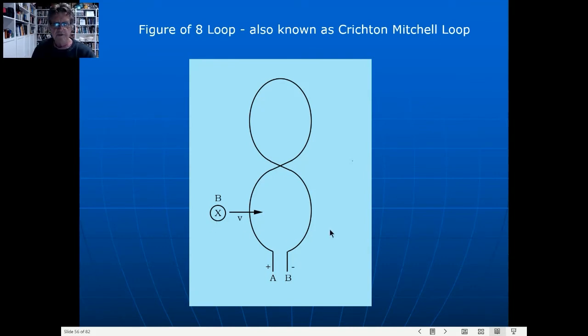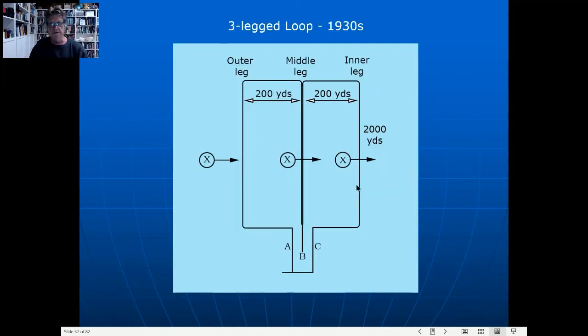Okay, so that was Mitchell's brilliant idea. That became a figure of 8 loop, known as a Crichton-Mitchell loop. So this is closer to reality, what they had in World War II. About 200 yards between the legs. You've got the middle leg made up of 2 cables, and the outer leg. The outer leg was the one that faced outwards towards the ocean. The inner leg was facing towards the port.